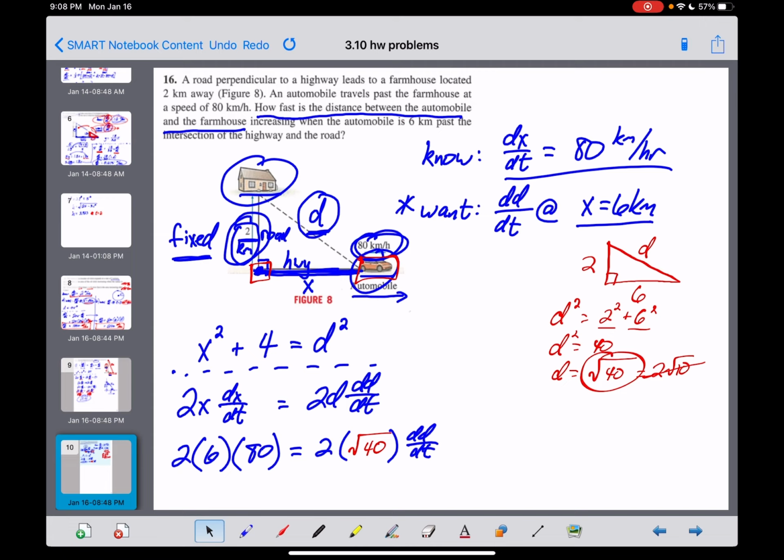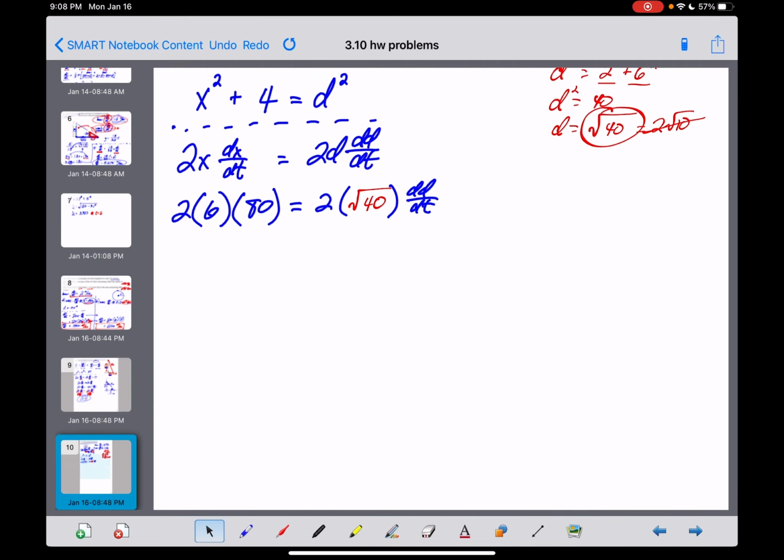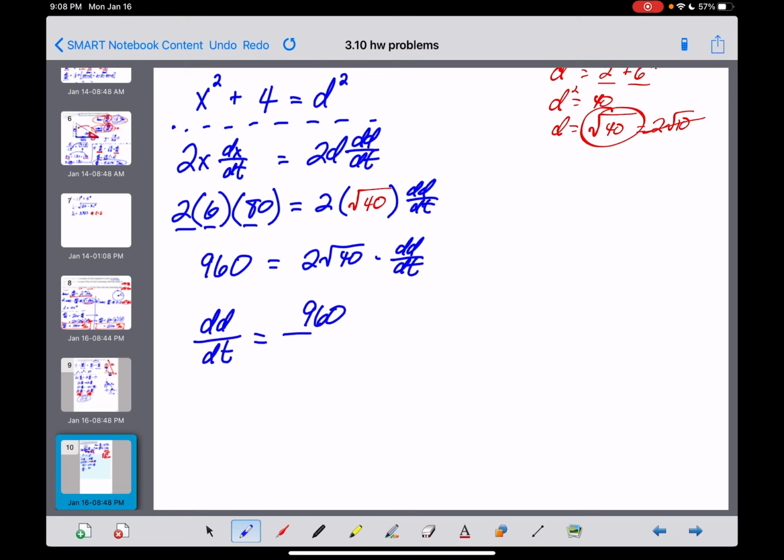And now, guys, let's see if we can polish this off real quick. 2 times 6 is 12. 12 times 80 is 960, so that left side is going to be 960. And I'll leave that as 2 root 40 times dd/dt. So to solve that, we're just doing some division now. dd/dt is equal to 960 divided by 2 root 40.